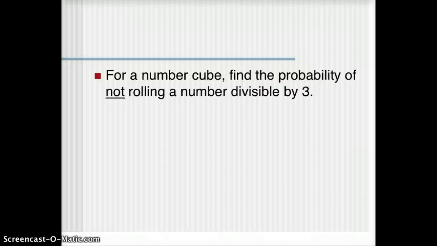Okay, now think about this. The numbers that are divisible by 3: 3 is divisible by 3. 6 is also divisible by 3. So there's 2 numbers that are divisible by 3, so everything else is not divisible by 3. So there should be 4 numbers that are not divisible by 3, namely 1, 2, 4, and 5.